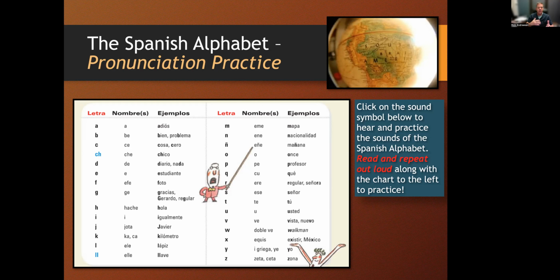You'll want to go through that a couple times and learn how to pronounce the Spanish alphabet. Okay, some other things in Spanish. Again, the vowels are the most important part. The vowels are consistent all the way through. They always make the same sound each time.